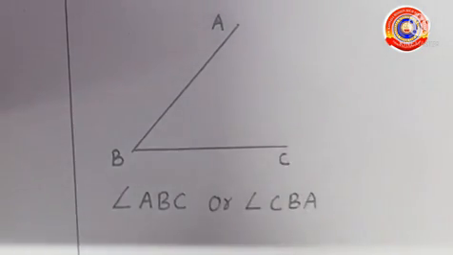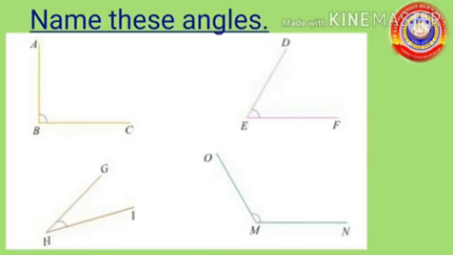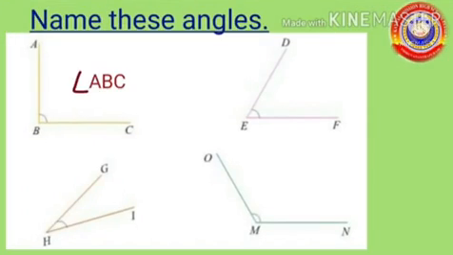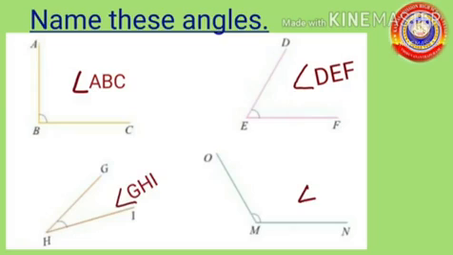Children, did you understand? Let's do this textual activity. Here we have to name these angles. Name of the first angle is angle ABC. Name of the second angle is angle DEF. Name of the third angle is angle GHI. Name of the fourth angle is angle OMN.